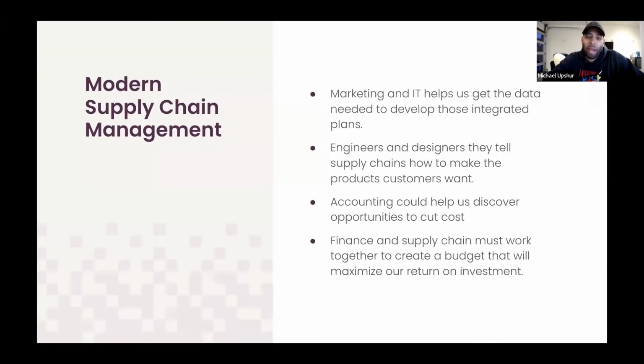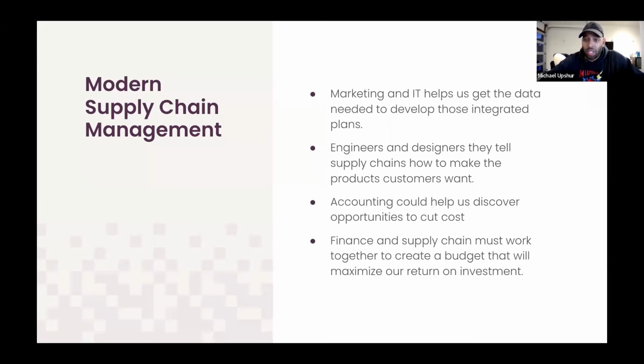Modern supply chain management extends beyond just purchasing, operations, and logistics. So who else is involved in modernized supply chain management? Well, now you have marketing and IT. Without marketing and IT, we can't get the data needed to develop those integrated plans. Engineers and designers, they actually tell supply chains how to make the products customers want. You also have accounting. They can help us discover opportunities to cut costs.